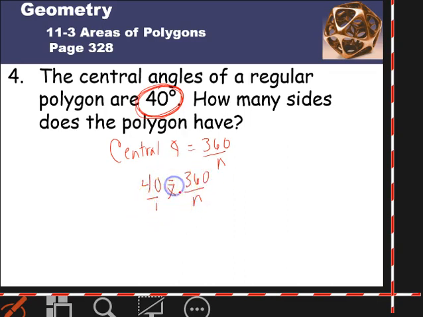I'm going to put this over 1 and cross multiply. 40 times n is 40n. And 1 times 360 is 360. So divide by 40. And I get n is 9. So this is a 9-sided polygon.